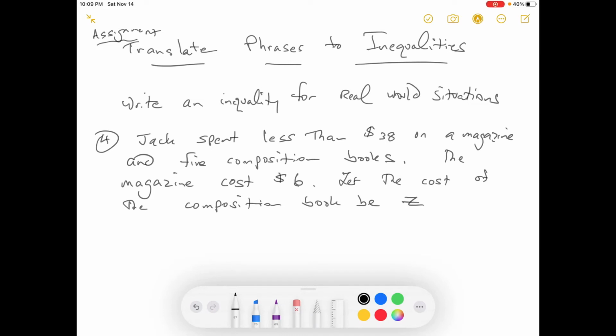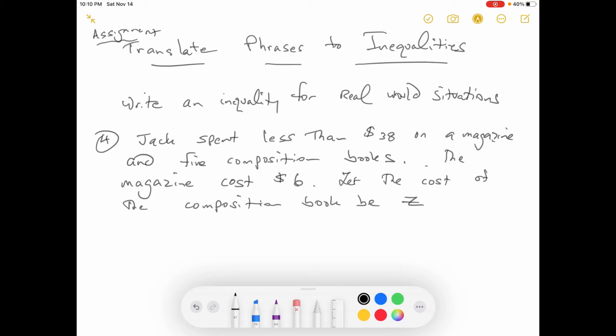Now we're going to look at some word problems. This is from an assignment in week 12 called Translate Phrases to Inequalities. And the worksheet itself, the heading was Write an inequality for these real world solutions. Number 4, Jack spent less than $38 on a magazine and 5 composition books.